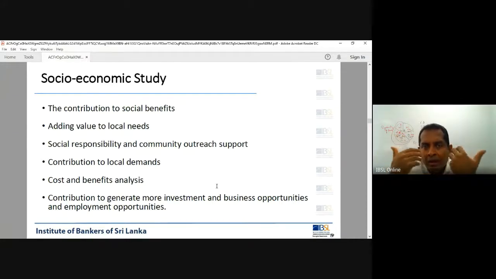So you are adding value to the society, right? Contribution to local demand, cost and benefit analysis: what will be the cost, what will be the benefit. The benefits have to be higher than the cost. Contribution to generate more investment and business opportunities and employment opportunities. If I start a raw material processing plant, like we talk about MATI these days, right?